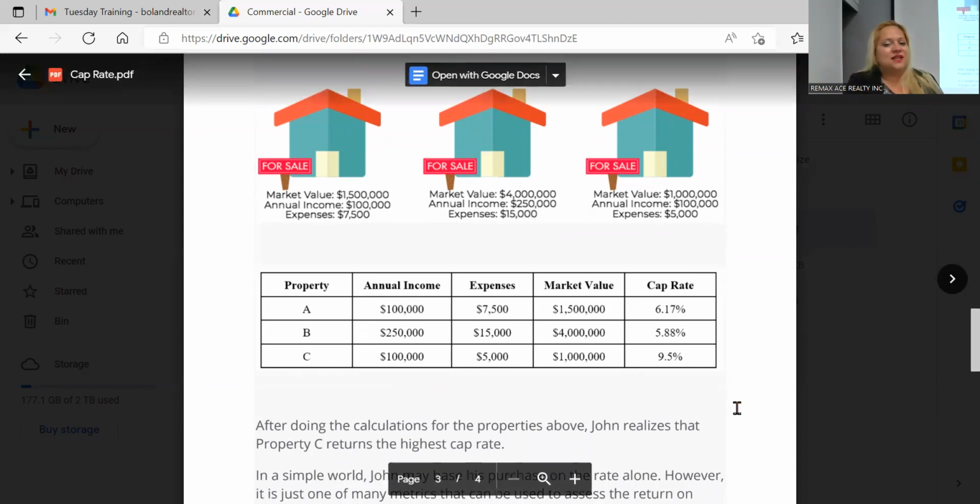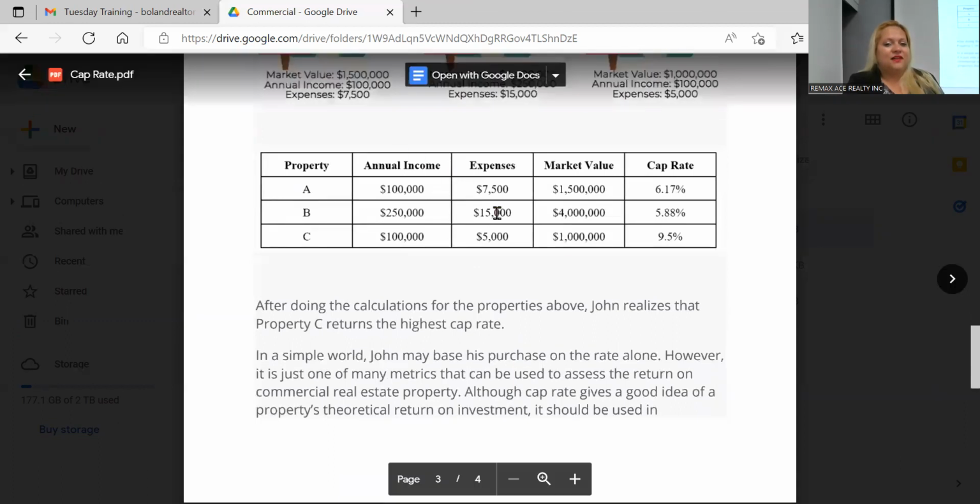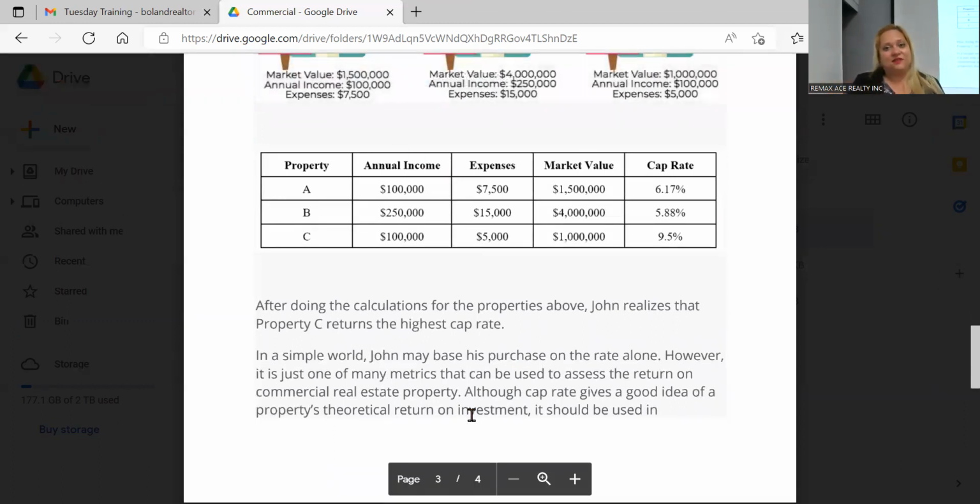That makes example C having the highest cap rate, right? If you guys get confused though, I know we learned this in real estate school to begin with, when we were taking our real estate courses, you forget about it unless you practice it on a regular basis, right?